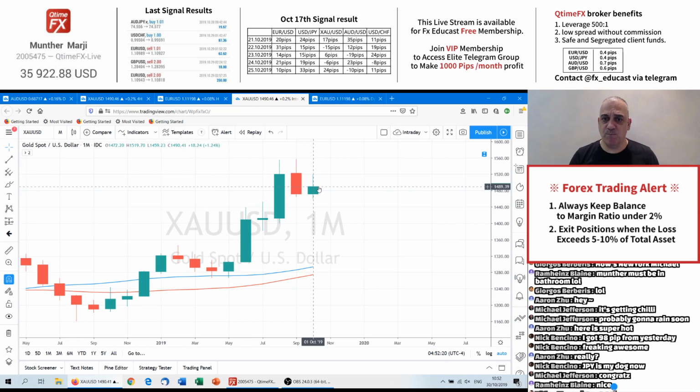So if we close around current levels, that would not be very good for the precious metal. But if we use these 36 hours or so left in this month to close closer to 1522, that would be good for gold. What about the weekly chart?